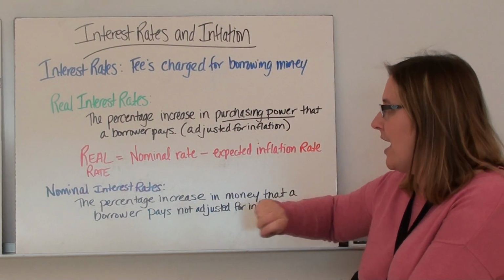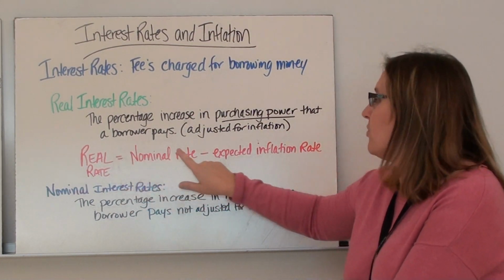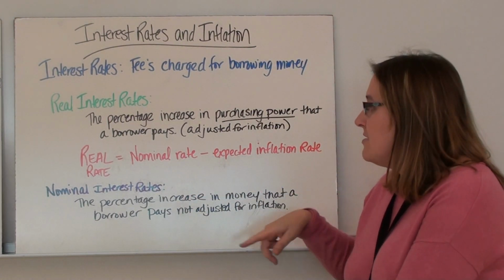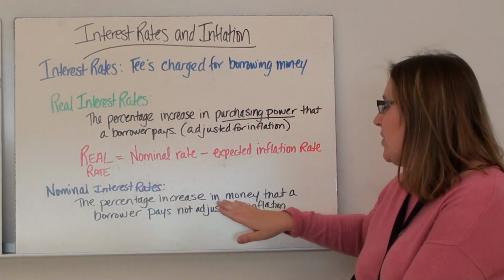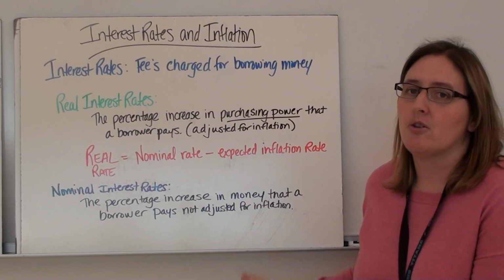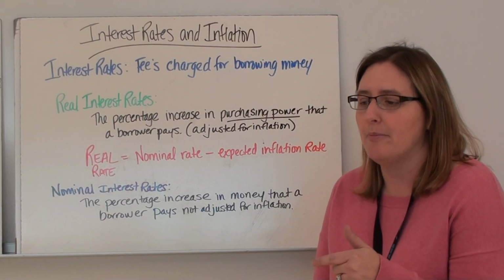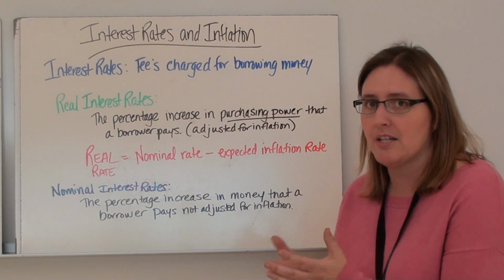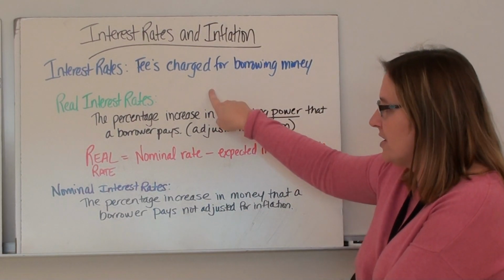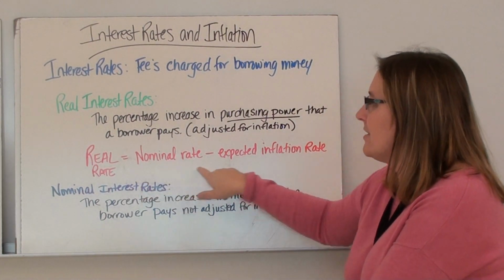real interest rates. The formula for that is the real rate, the real interest rate equals the nominal rate minus the expected inflation rate. Nominal interest rates are the percentage increase in money that a borrower pays, not adjusted for inflation. So it's that amount of money that they pay for borrowing the money. It's the percent of what they borrowed, but it's not adjusted for inflation. So real, adjusted for inflation, nominal, not adjusted for inflation, and this is the formula to figure it out.